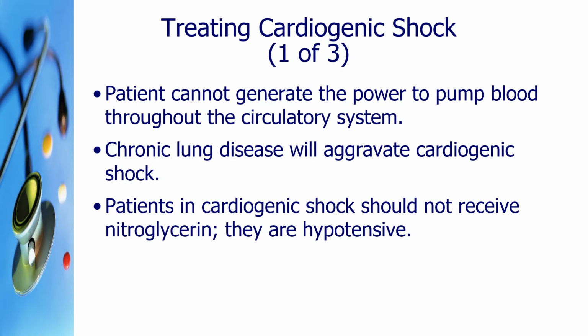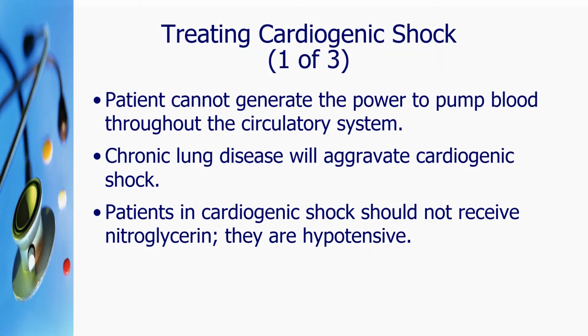The patient cannot generate the power to pump blood throughout the circulatory system. That's in cardiogenic shock. Chronic lung disease will aggravate cardiogenic shock. A patient in cardiogenic shock should not receive nitroglycerin. They are hypotensive.